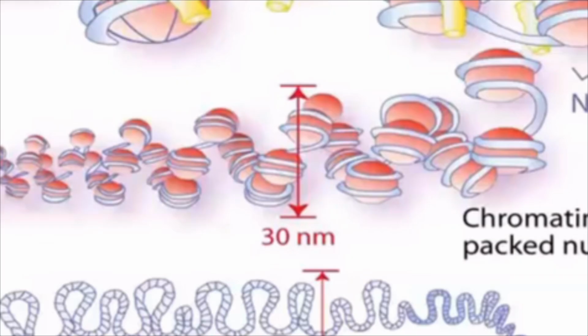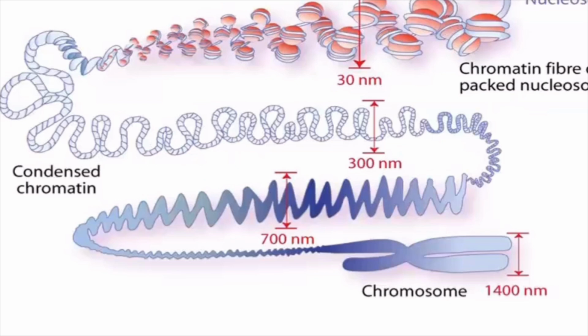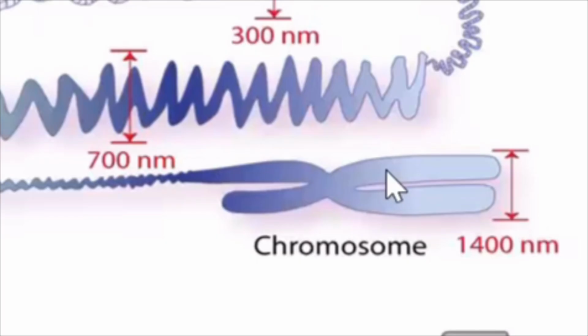And so, first beads on a string, then 30 nanometer fiber, and then there's more packing of that chromatin. The more packing of the chromatin leads to condensed chromatin, and then 700 nanometer chromatin. And then as it packs even more, then you get the chromosome, or full-fledged chromosome.